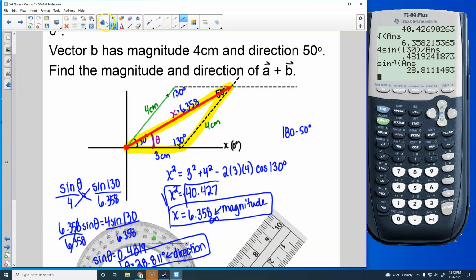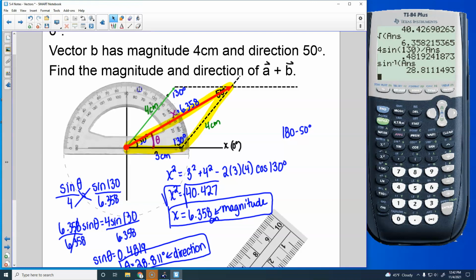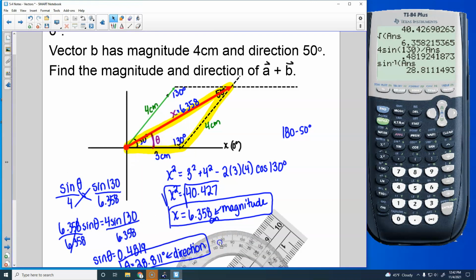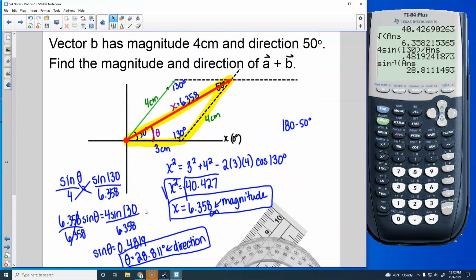In fact, you could go up here. Now, this is not the perfect way to do it because we are not perfect at measuring. But if I go up here, it looks awfully close to 28 degrees if I measure it with a protractor. So if you draw it to scale, you can also measure it to see if it looks right. Which we could do for all problems, but generally for the ones that make right angles, I don't spend the time to draw those by hand to scale. Okay, questions on that one? All right, let's try one more of these.